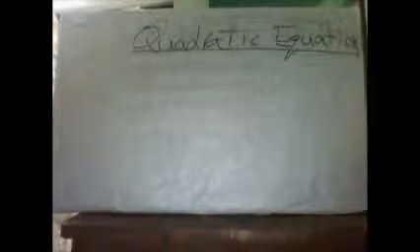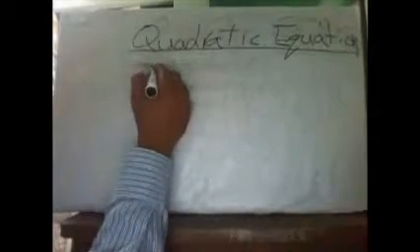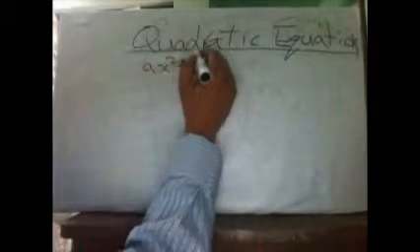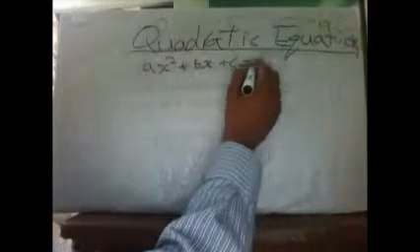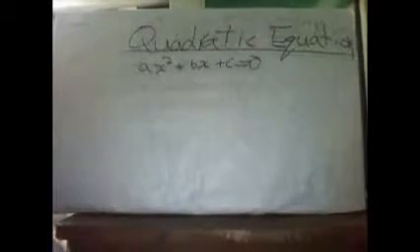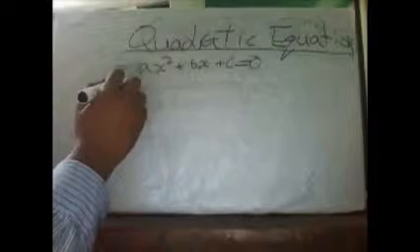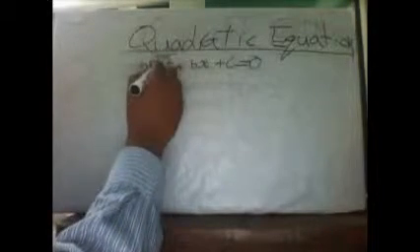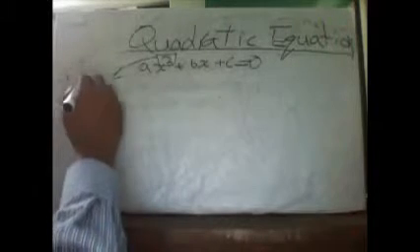Today we are going to study quadratic equations. The general form of a quadratic equation is ax square plus bx plus c is equal to 0, where a is the coefficient of x square, b is the coefficient of x, and c is the coefficient of x to the power 0. As you can see, it is a second degree polynomial with maximum power equal to 2.